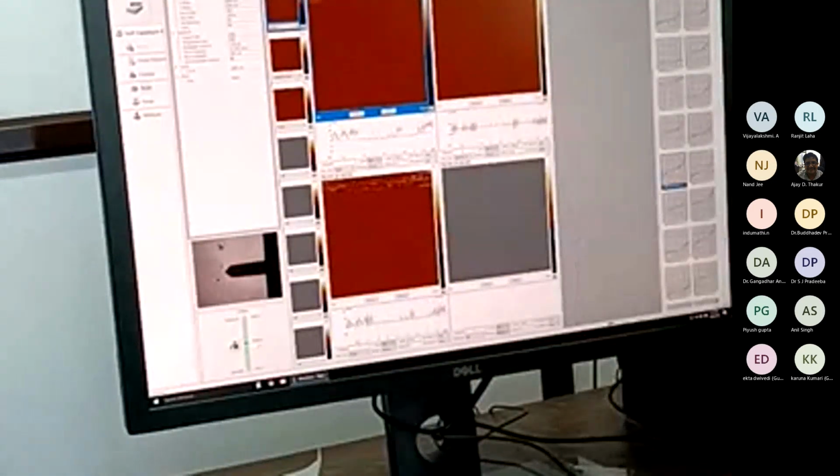So we are not getting a good image right now in tapping mode, but we are trying to optimize here. While in tapping mode, we mainly get three kinds of data.